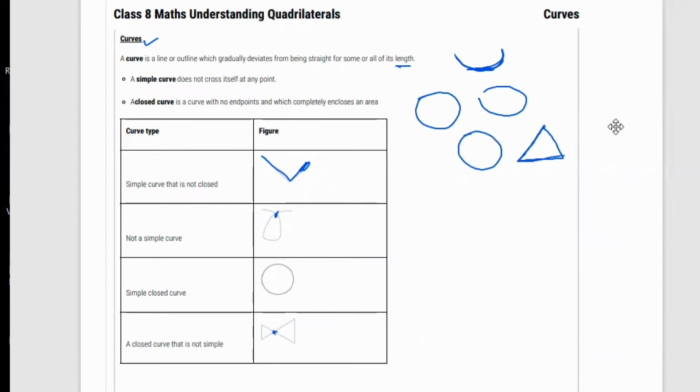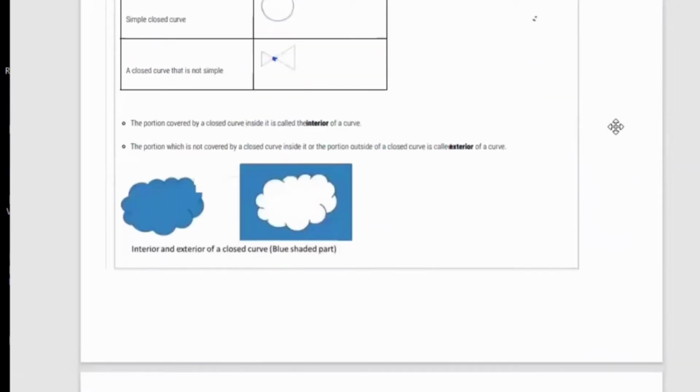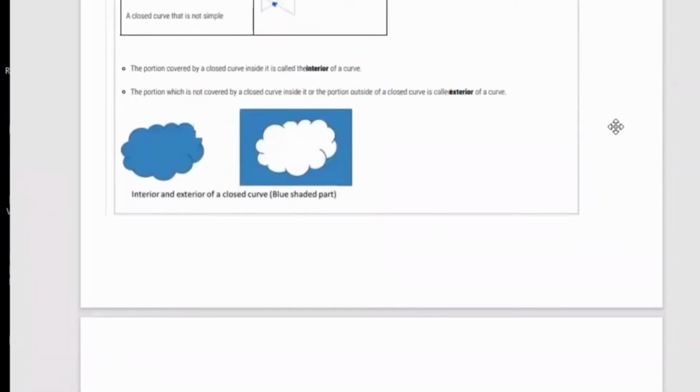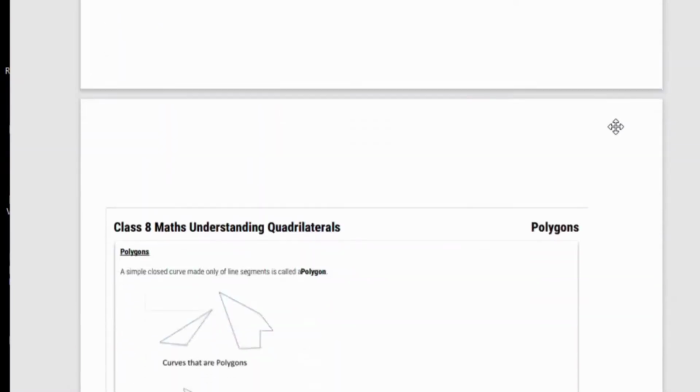Now, next is the portion covered by a closed curve. Inside it is called the interior of a curve, and outside is the exterior of the curve. See, this is the interior, and this part is the exterior of the curve, the exterior of the polygon or curve.